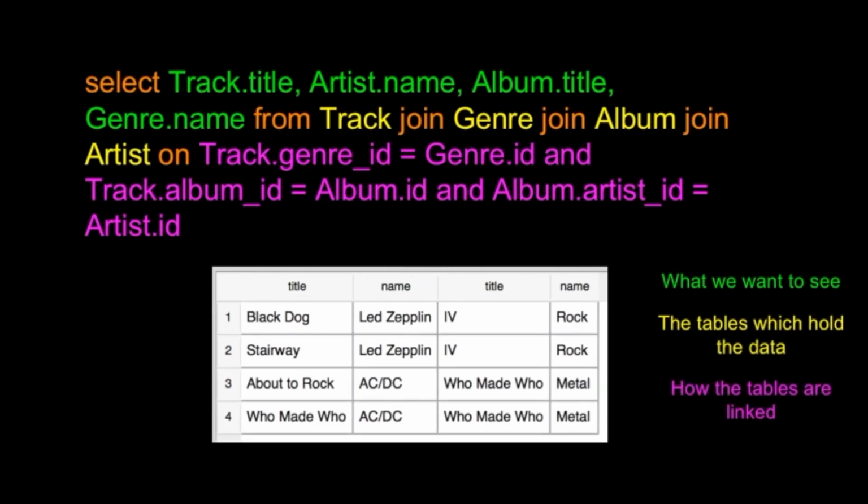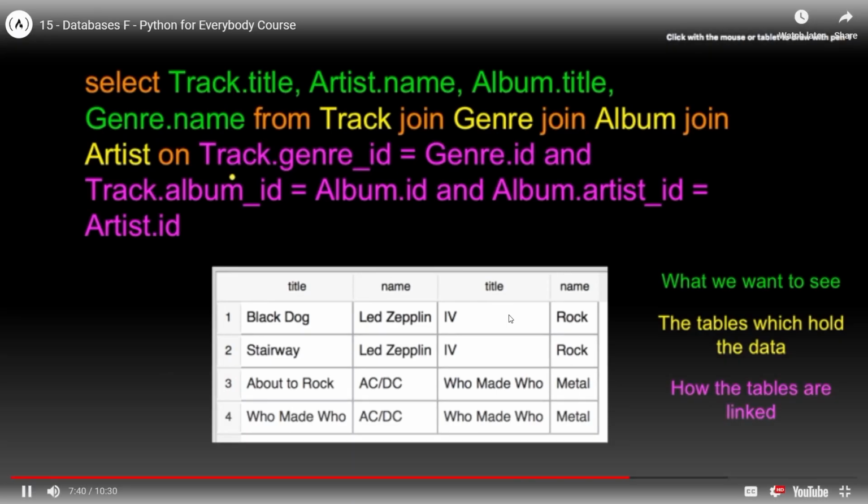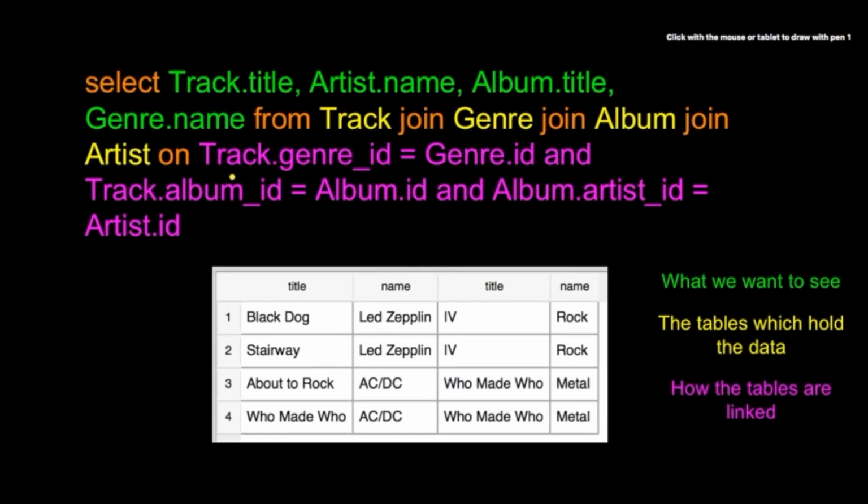We are going to reconstruct across all four tables. And you might think this is really hard. And sure, it's going to be a little tricky, a little bit. But as long as you follow the naming convention, and the naming convention makes sense, we're going to do a select from the track's title, the artist's name, the album's title, and the genre name.